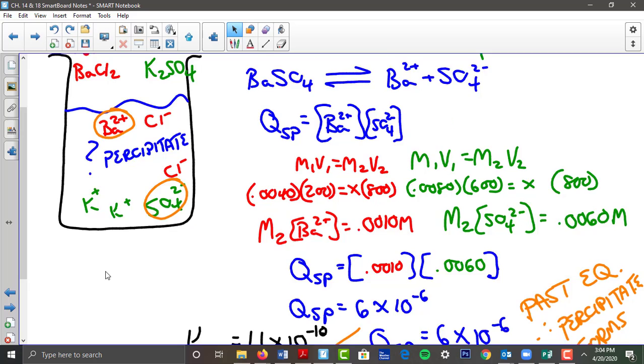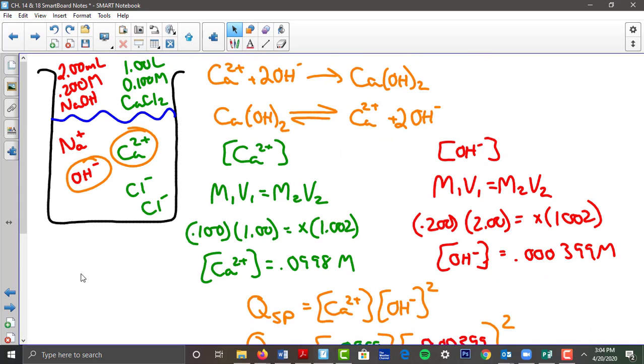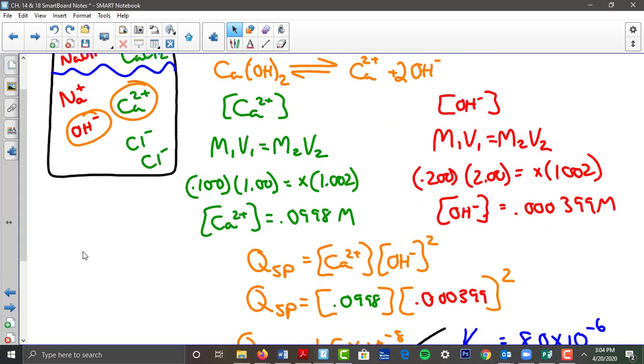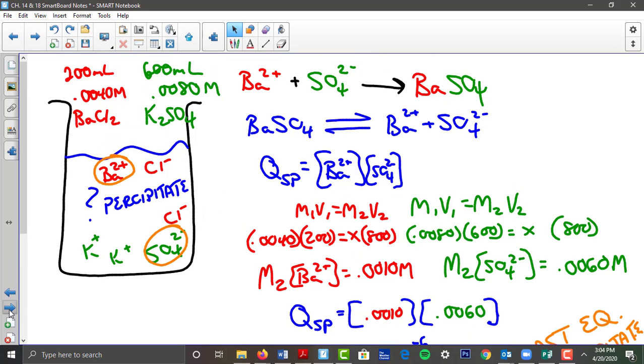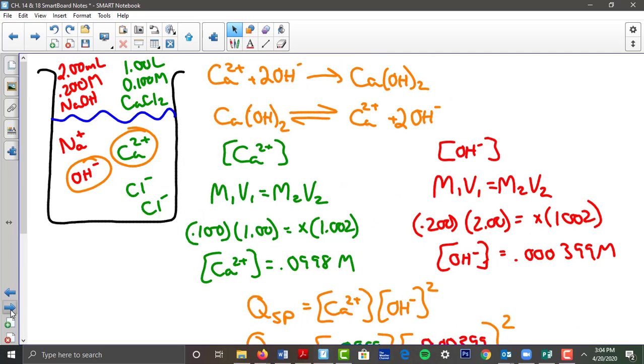So that's how K and Q relate to one another using M1V1 equals M2V2 for both ions independently and then combining them in the Q expression.